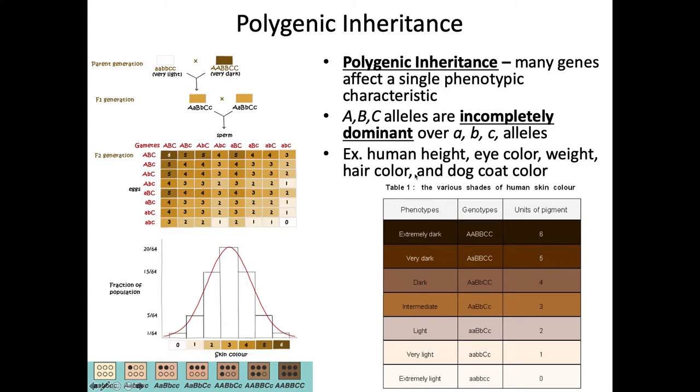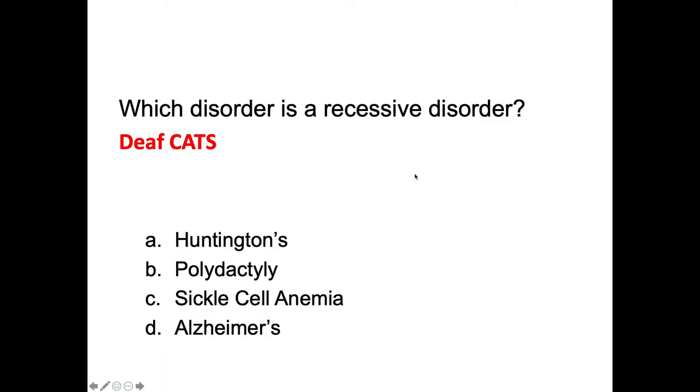Okay, I have a question for you. Which disorder is a recessive disorder? We actually talked about this twice. A hint is deaf cats. Your answer is sickle cell anemia. Sickle cell anemia.